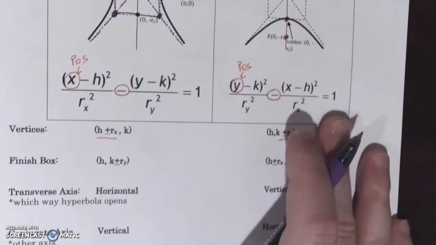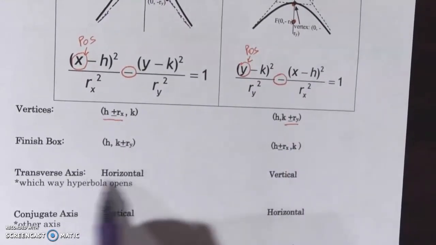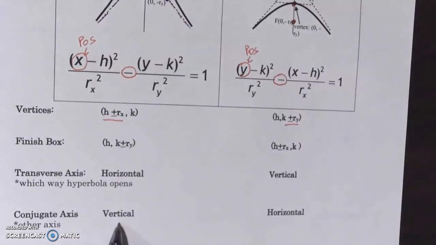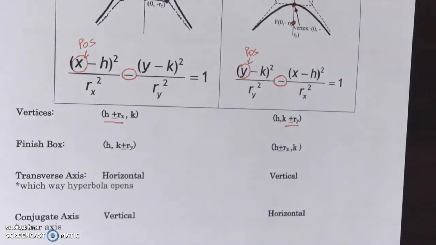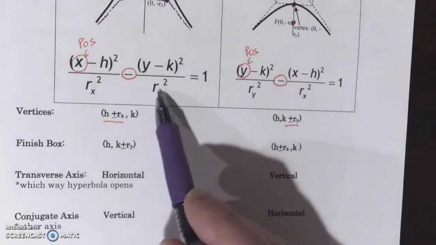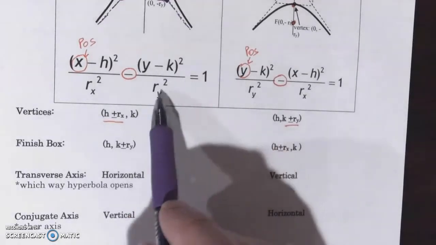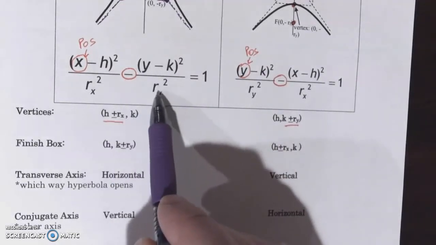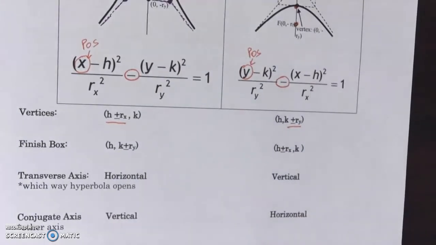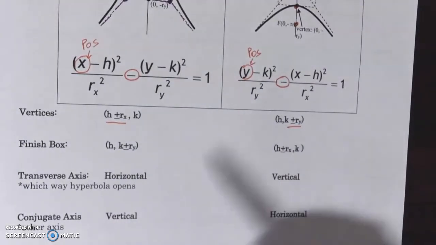So as you can see, if the transverse axis is horizontal, the conjugate axis would be the vertical. We would use the minor of the two, the negative of the r sub y in this case, or r sub x in this case, to determine how we want to finish up that box.